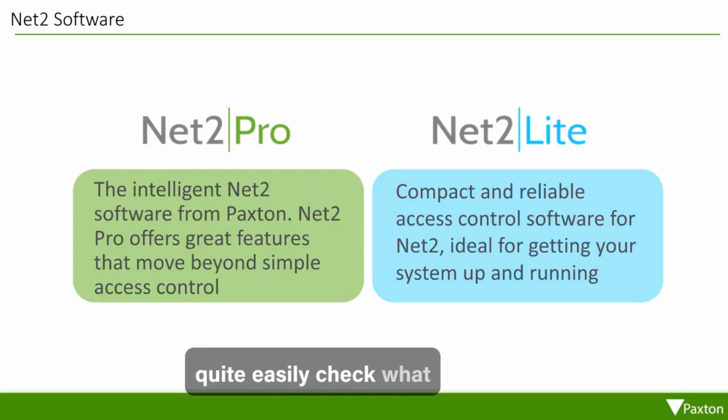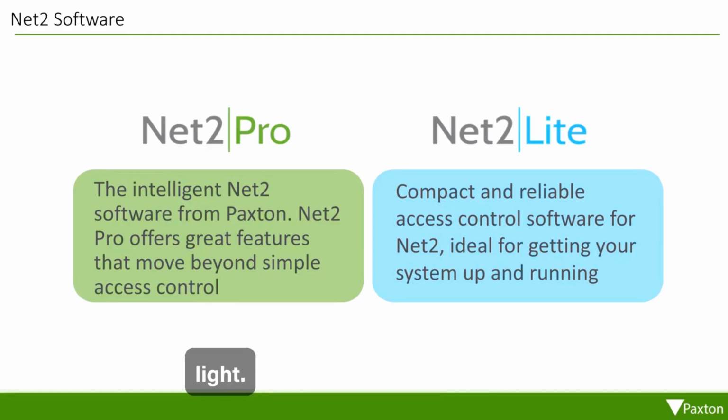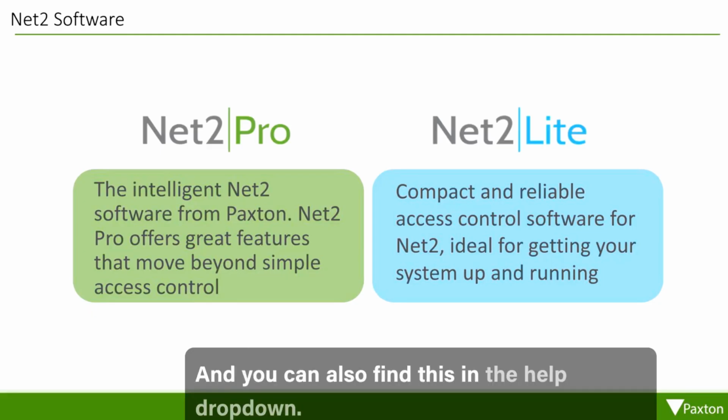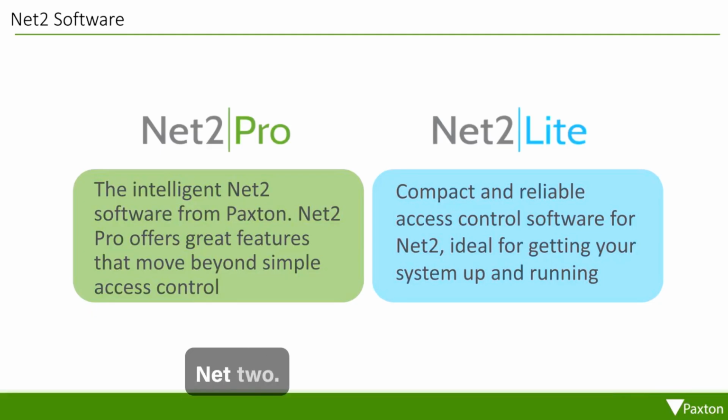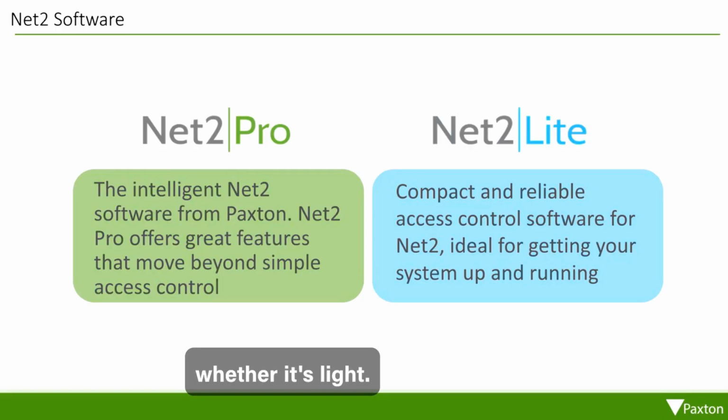You can quite easily check what version of Net2 you're running. It's just on the user interface. When you first log into Net2, on the home screen, it will show in the top right-hand corner whether it's either Pro or Lite. You can also find this in the Help drop-down in Net2, and then just click on About Net2. Again, it will tell you whether it's Pro or whether it's Lite.